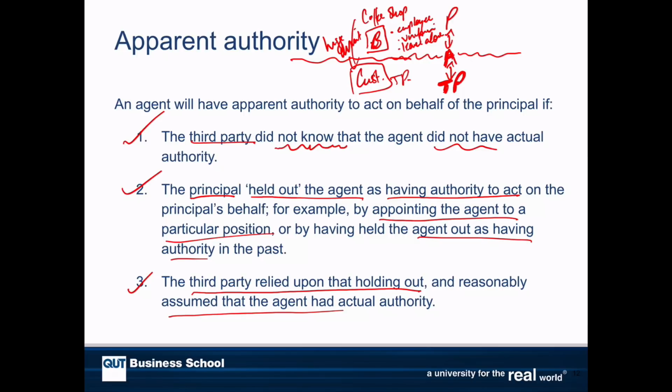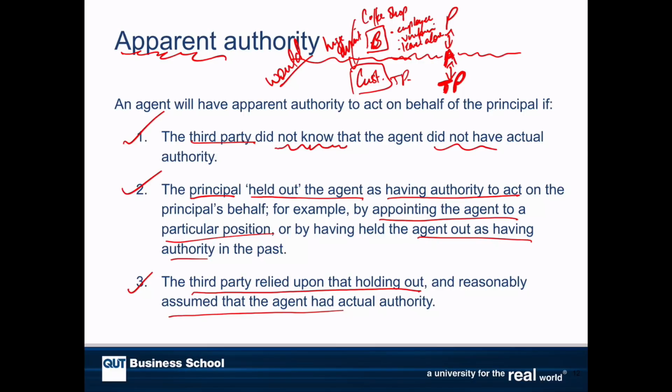Did the principal do anything? Yes. They gave them a uniform, had them there, etc. So they've held them out. They've left them in the shop. They look like they can sell it. Is it reasonable when you go into a shop to expect someone in that shop can sell you the things for sale? I think that's entirely reasonable. So therefore, they would be bound, right? Because there is apparent authority. It's not express authority, but it's apparent authority.